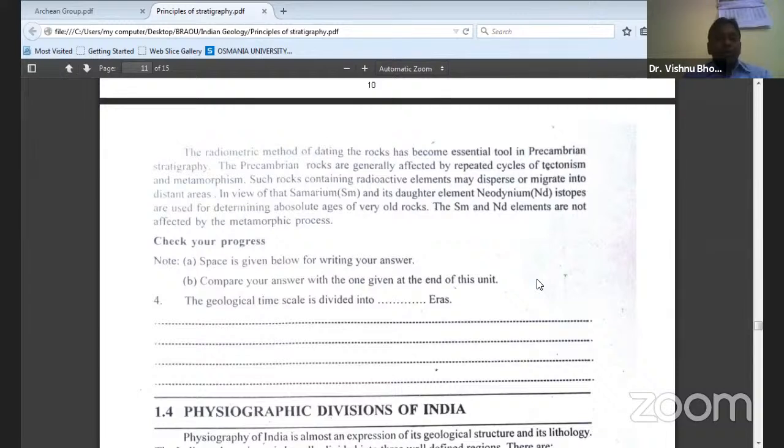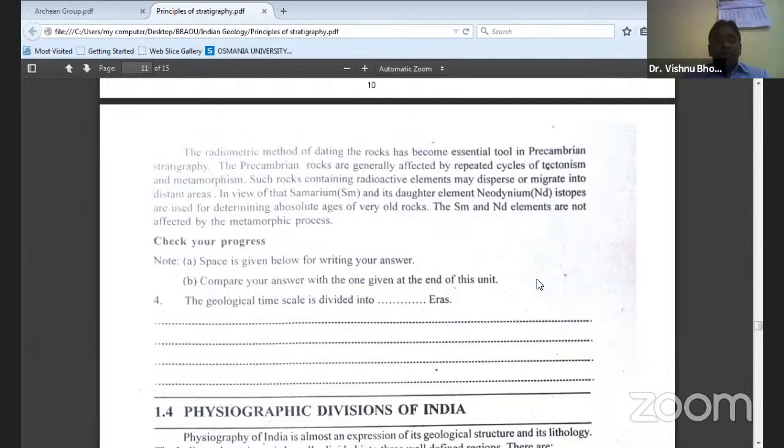Yes, the radiometric method is very important and it is a very essential tool when we are using it in Precambrian stratigraphy. Almost all of this is Precambrian rocks. Generally they were affected by repeated cycles of tectonism, because most of the tectonism happened here, and those rocks are igneous and metamorphic. So such rocks contain more and more radioactive elements, which will be dispersed and migrate from one place to another area over very long distances.